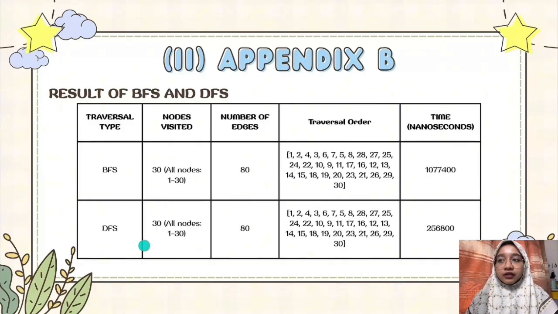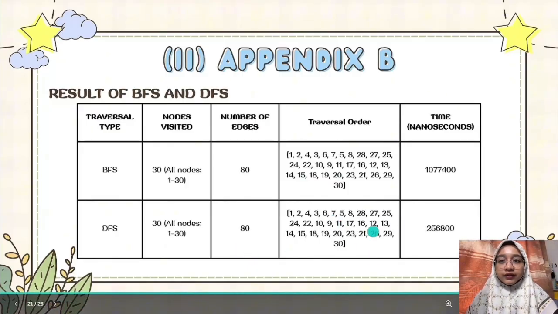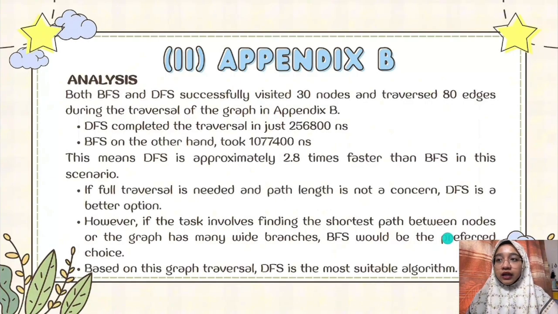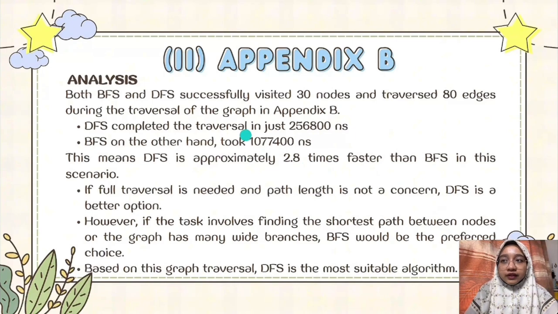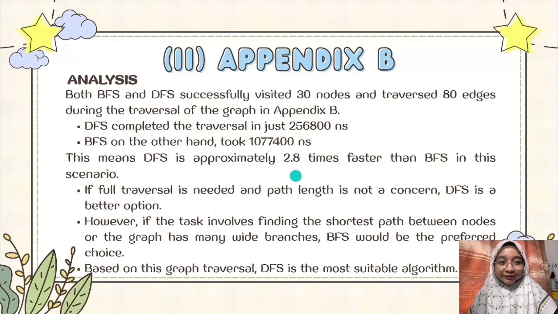And for DFS, the nodes visited are 30, the number of edges is 80, this is the traversal order, and the time is 256,800. And this is the analysis for Appendix B. BFS and DFS visited 30 nodes and traveled 80 edges, and DFS is faster than BFS. So for this graph traversal, DFS is the most suitable algorithm.